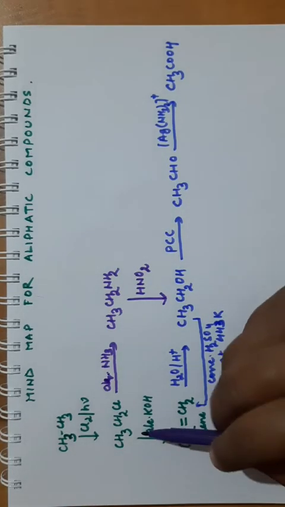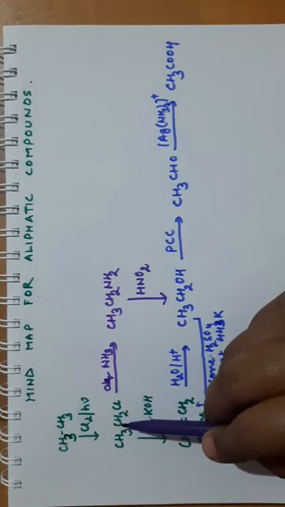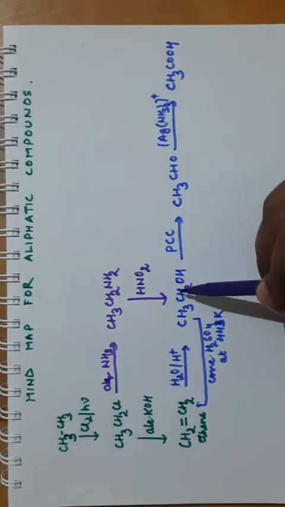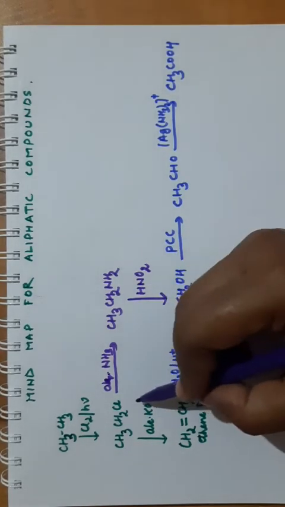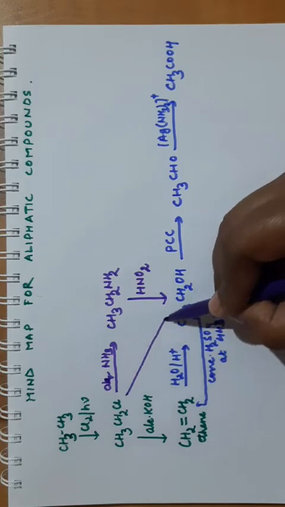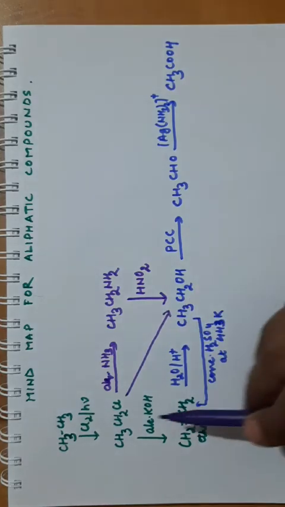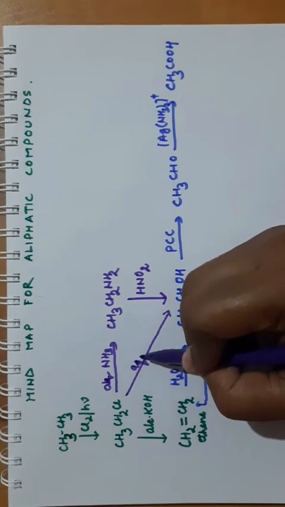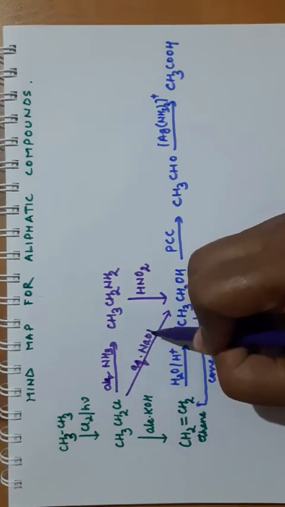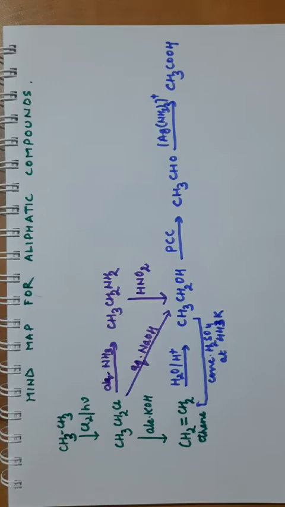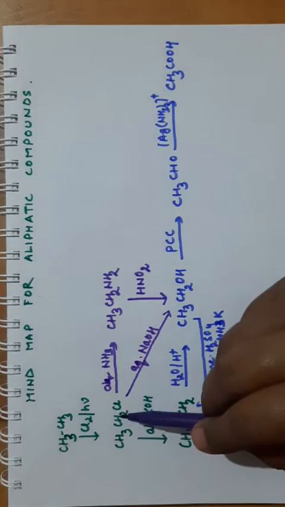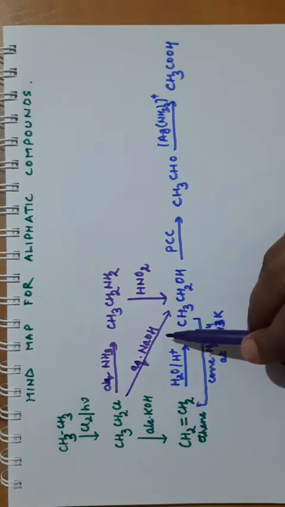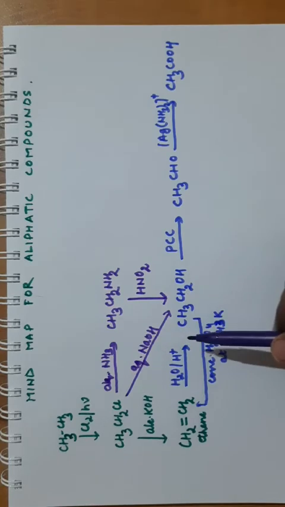So this is how you can convert an alkyl halide into an alcohol through an amine, or you can also convert it directly. What will you use? You have to replace Cl by OH. So you can use aqueous NaOH or KOH here. Clear? So this is one reaction where you can convert the alkyl halide directly into alcohol by using aqueous NaOH. The Cl will be replaced by OH.